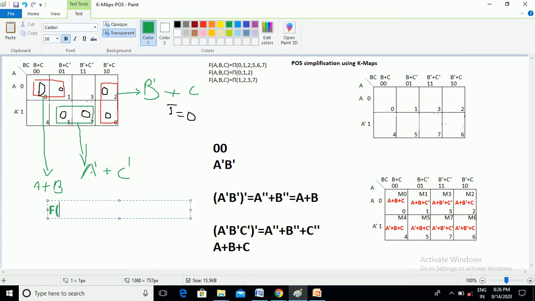F of A, B, C will be first A plus B, into, since we take it as a product of sum terms, each sum term is multiplied with the others: A dash plus C dash, into the next one, B dash plus C.